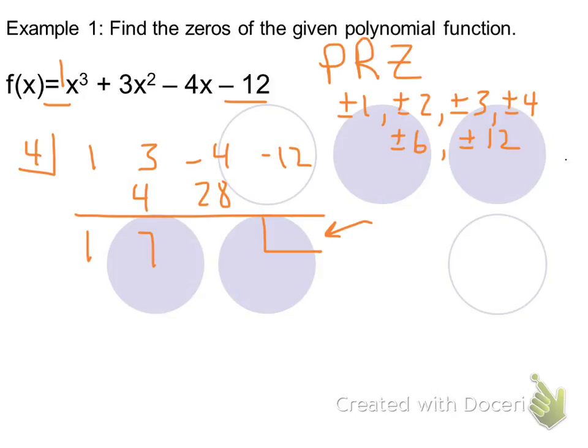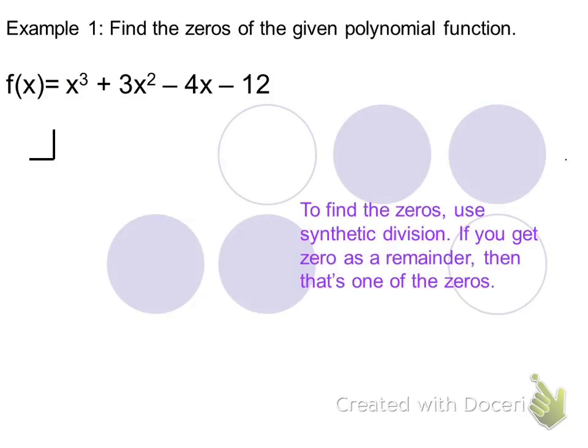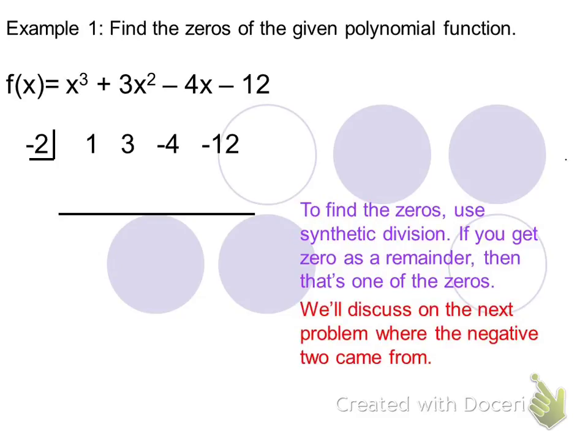6, do you want to try 6? She meant 2. All right, let's try 2. Well, let's try negative 2. We're going to go with this one. All right? That was my baby girl, by the way.